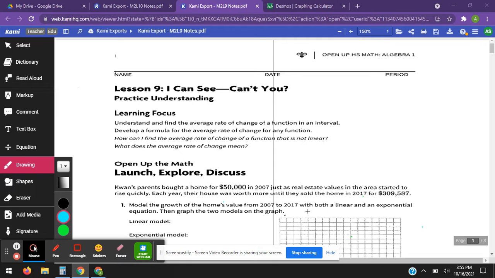We're going to practice understanding and finding the average rate of change of a function in an interval. And we're going to develop a formula to help us find that average rate of change.